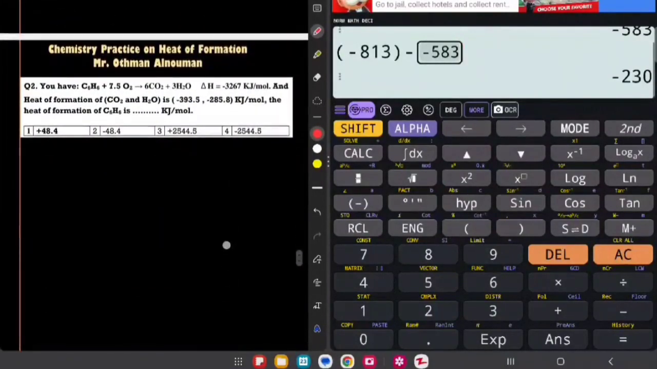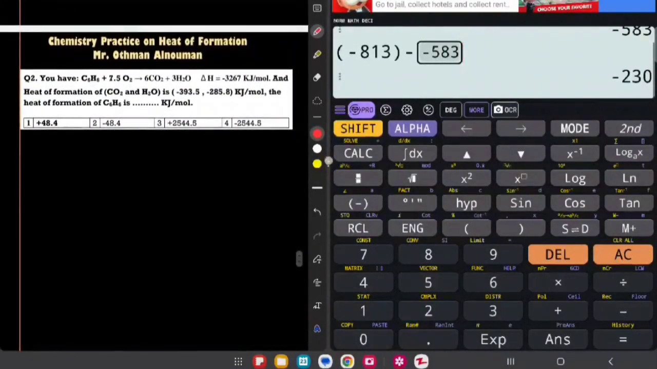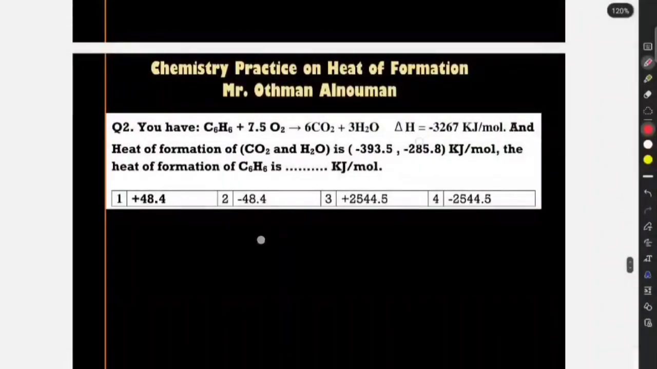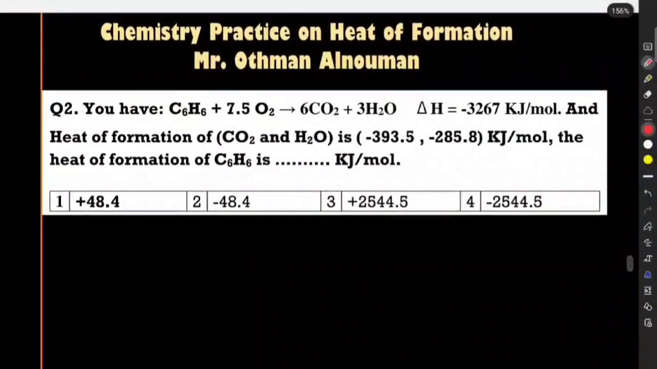Let's look at another question here. The question says you have C6H6, which is benzene. Benzene plus oxygen will burn to give us carbon dioxide plus water. Delta H in this question is given. It is negative 3,267.